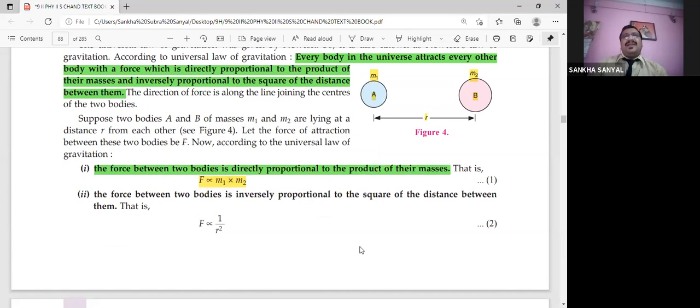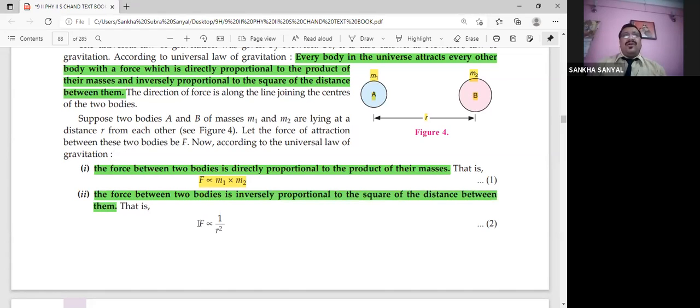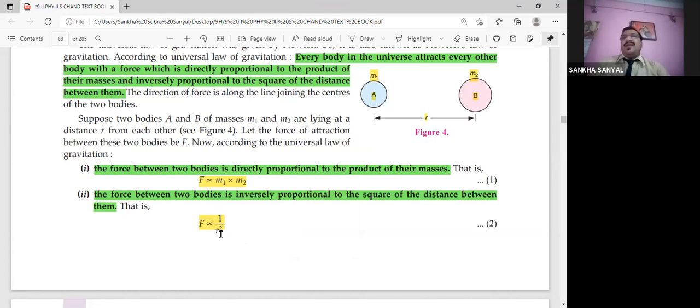M1 into M2. And the force between two bodies is inversely proportional to the square of the distance between them. So this will be following the inverse square law. What is that? We'll try to explain it right now. F is proportional to 1 by r square.